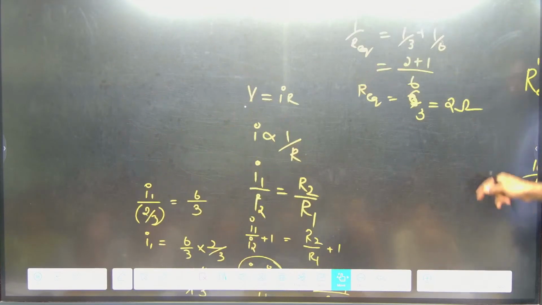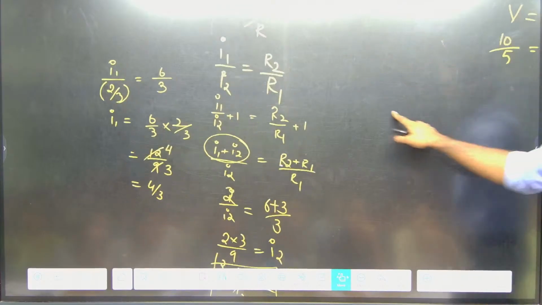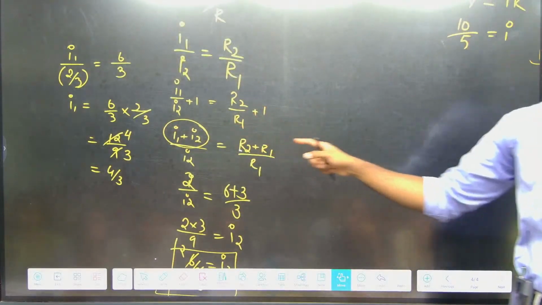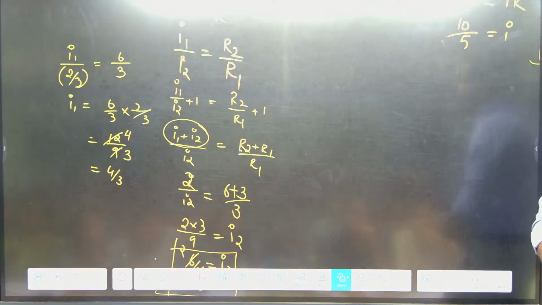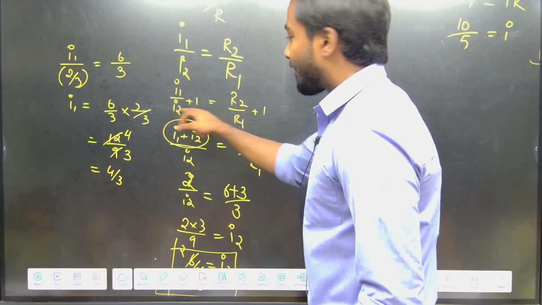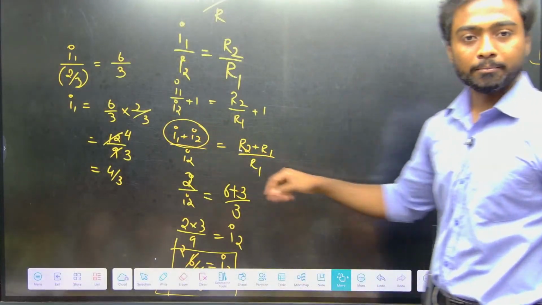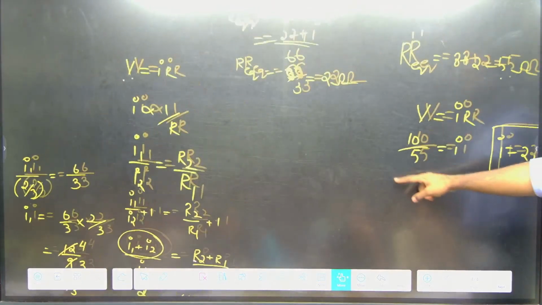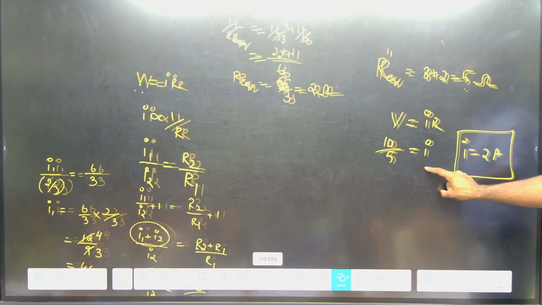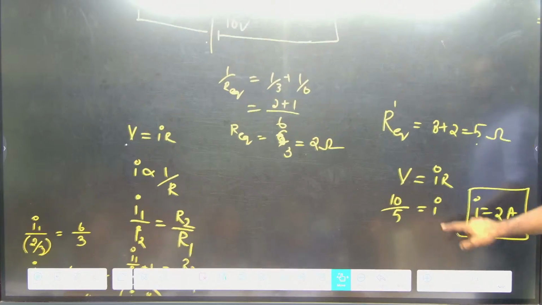Any doubt why I have added plus 1 and plus 1 here? For calculation purpose, it will be easy to get the value of I here. So these things you need to know when you are doing more number of problems. You can copy down.